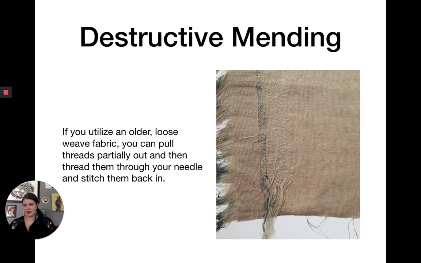Destructive mending. If you utilize an older loose weave fabric, because you can supplement your EcoPrint and RustPrint fabrics with other fabrics, you can pull it apart. So you can pull threads partially out, like you're trying to unravel it, and then you thread your needle with that thread that you're pulling out and stitch it back up into itself, which is what's happening here, which makes a really interesting kind of subtle patterning.